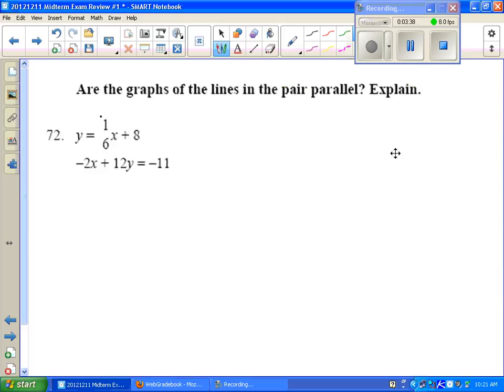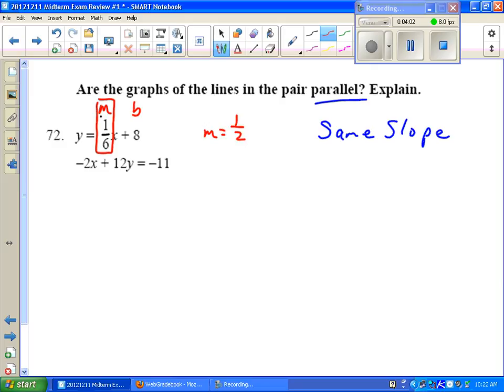Number 72, are they parallel? And explain. First thing, parallel means they have the same slope. Simple. So our first equation, y equals 1/6 x plus 8, is in slope intercept form already. Y equals mx plus b. M is your slope. So your slope is already shown to you for that first one. So m is 1/6. I wrote 1/2, I meant to write 1/6. In order for those two equations to be parallel, they have to have m value of 1/6.